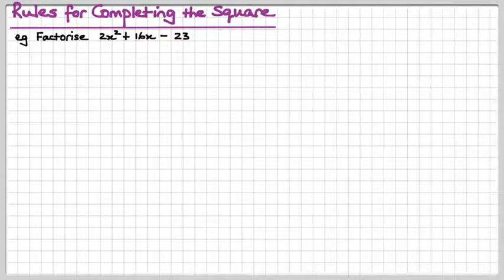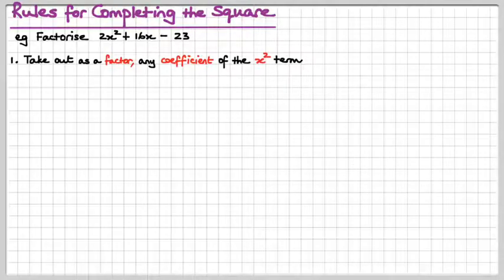Now, we're trying to factorise this thing here, 2x squared plus 16x minus 23. All right, let's go. First thing you do is you look to see if there's a coefficient other than 1 on the x squared term. If there is, you factorise that out as a common factor straight away, okay? I'll show you.